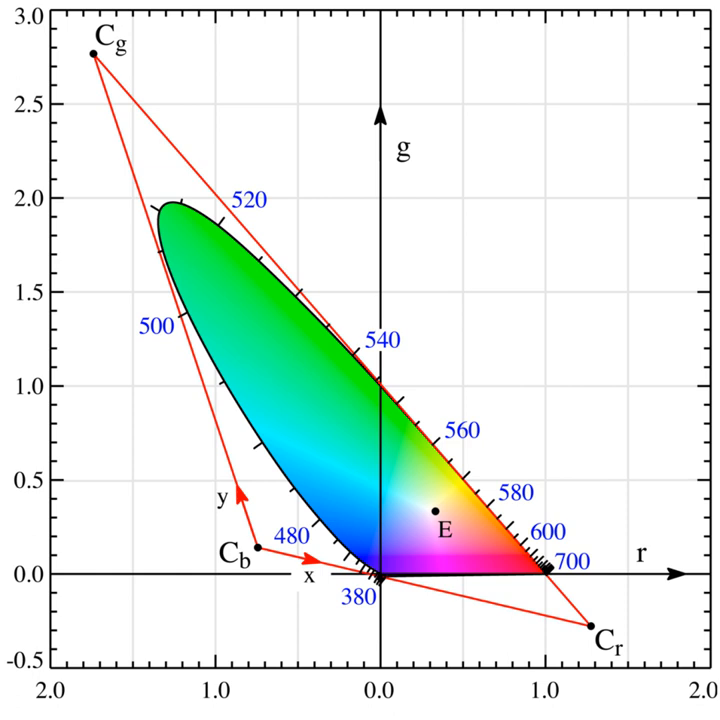Z is quasi equal to blue, or the S-cone response, and X is a mix of response curves chosen to be non-negative. The XYZ tristimulus values are thus analogous to, but different from, the LMS cone responses of the human eye. Setting Y as luminance has the useful result that for any given Y value, the XZ plane will contain all possible chromaticities at that luminance.